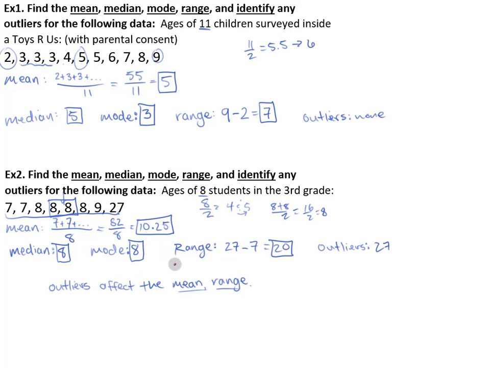There's other measures of spread. We'll talk about those later on in the chapter. But this is really it for now. We're just talking about how to find mean, median, mode, range. Remember, mean is the average, median's the middle, mode's the most repeated, and you can have more than one if there's a tie. Range is the biggest minus the smallest, and an outlier is something that's pretty far away from the data where we go, yeah, that looks a little weird. Okay, that's it. We'll do more examples in class.